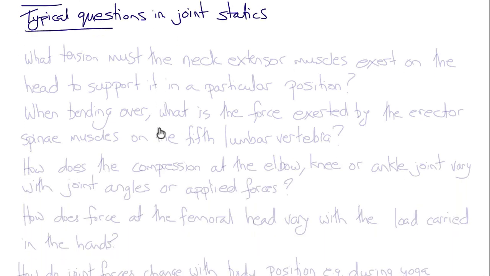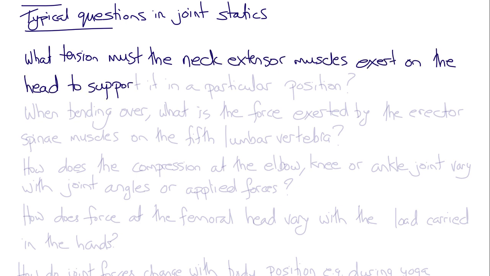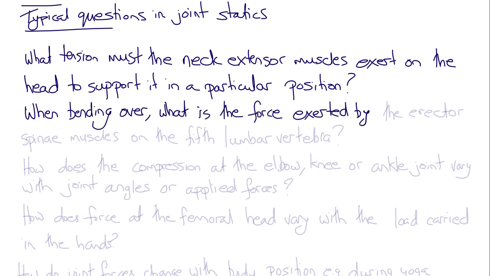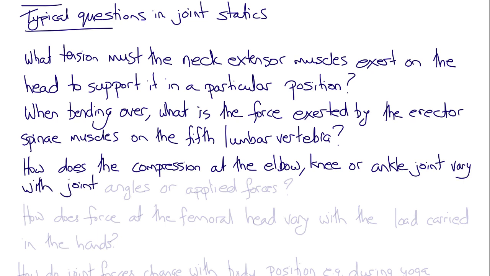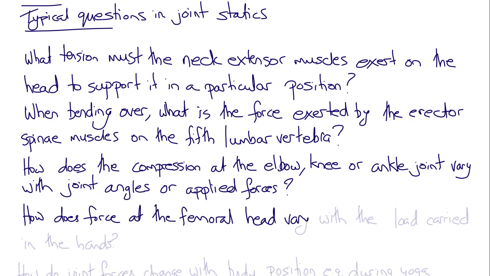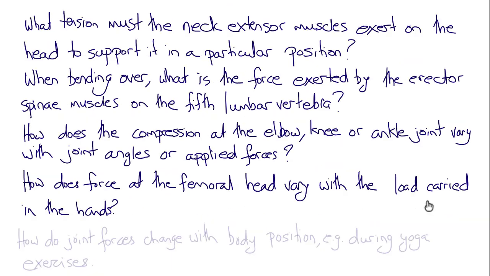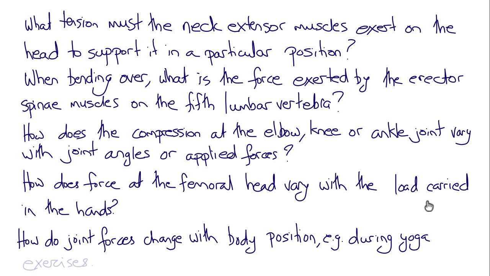So some typical questions in joint statics would be, what tension must the neck extensor muscles exert on the head in order to support it in a particular position? When bending over, what's the force exerted by the erector spinae muscles on the fifth lumbar vertebra? How does compression at the elbow, knee, or ankle joint vary with joint angles or applied external forces? How does force at the femoral head vary with the load carried in the hands? And how do joint forces change as a function of body position, such as different positions adopted during yoga exercises?